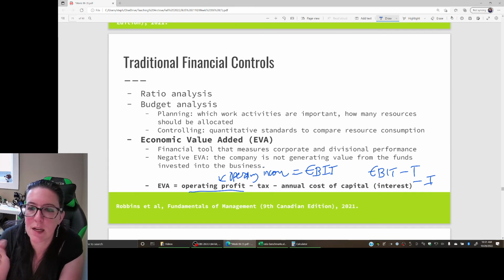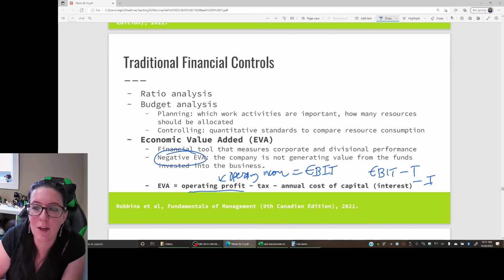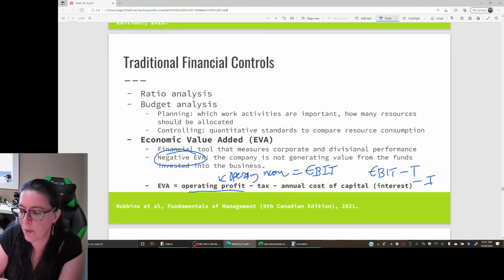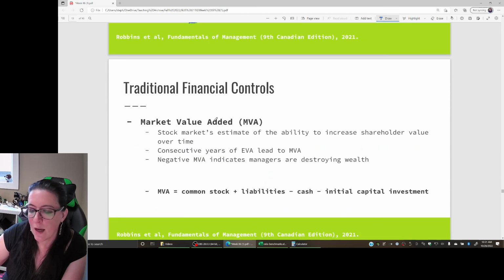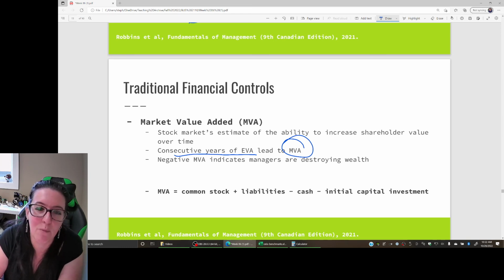So the question here is the company generating value from the funds that are invested into the organization. And if you have a negative EVA, then you're not generating value from the investments into your organization. So we want an EVA that is positive. We want to generate value. And if we have an increasing EVA year after year, it's going to lead to an increasing MVA. So MVA being the market value added. The market value added is a stock market's estimate of the ability to increase shareholder value over time.